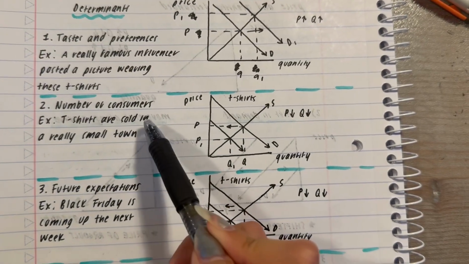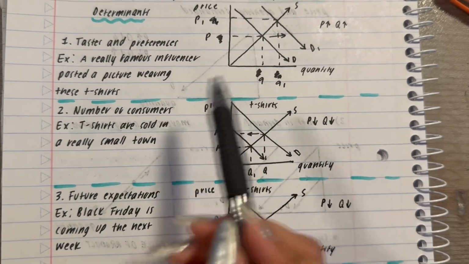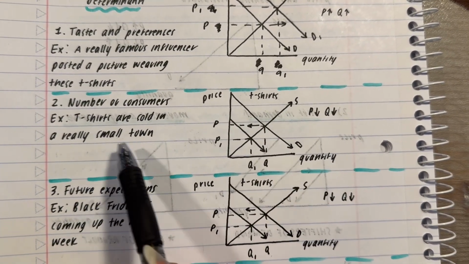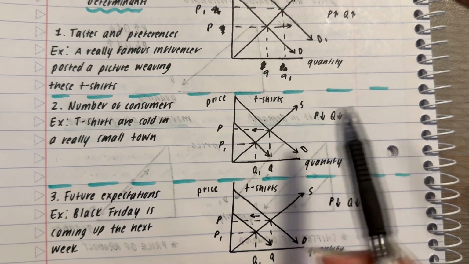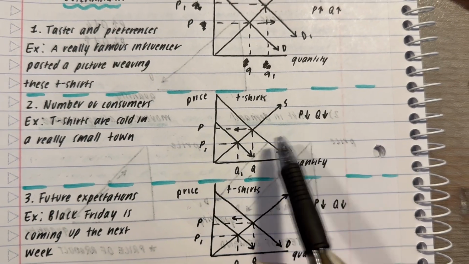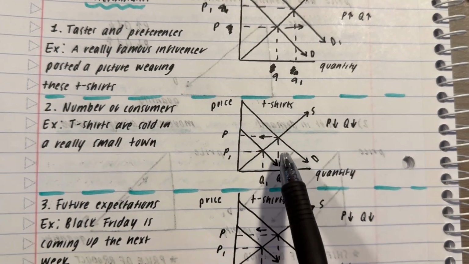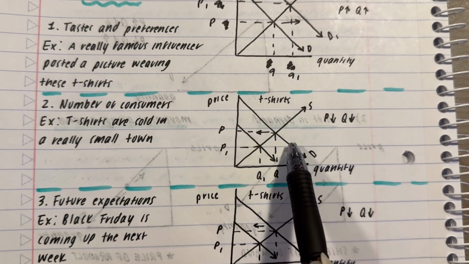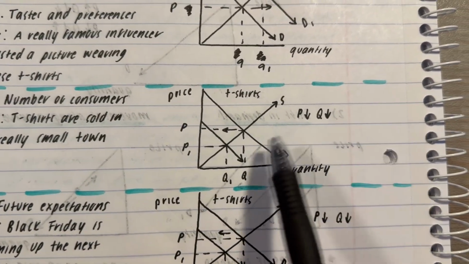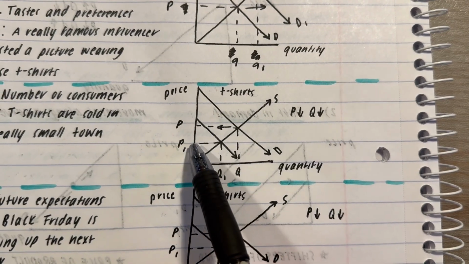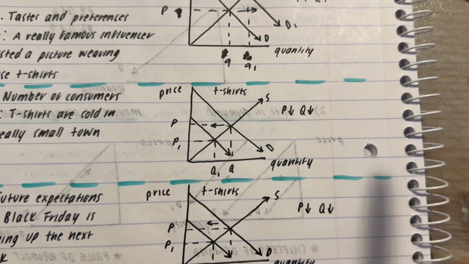Moving on to the number of consumers, this is basically how many people there are to buy the actual product. For the example, t-shirts are sold in a really small town. Since it's a really small town, the population of consumers will likely be smaller, meaning that the demand itself isn't likely going to be as big as it could be somewhere with a higher population. So the demand line is going to shift from here to the left, signaling a decrease. This is going to cause a decrease in the price because it's moving down, and a decrease in the quantity because it's also moving from right to left.